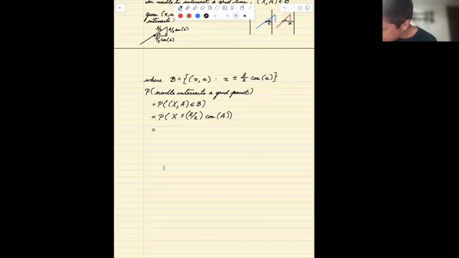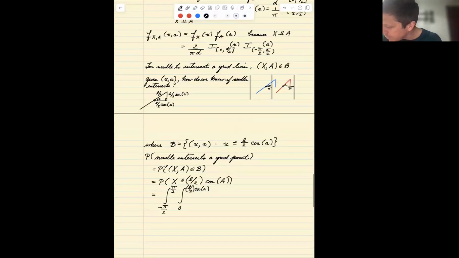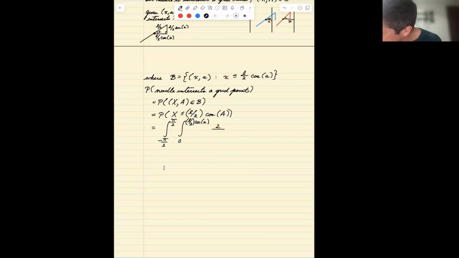Well, we have a joint distribution, so possible values of X are anything from 0 to D over 2. A is unrestricted here, so possible values of A are anything from minus pi over 2 to pi over 2. And then given A, X can be anything from 0 to L over 2 cosine A. And the joint density we already know is 2 over pi d on that region. We've already taken the limits into account. dx dA.